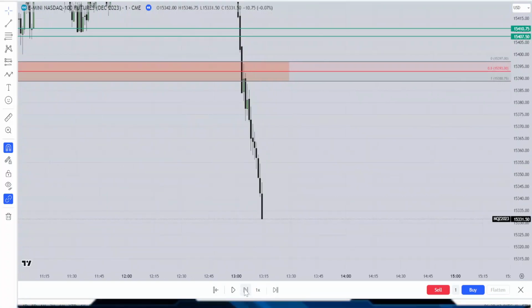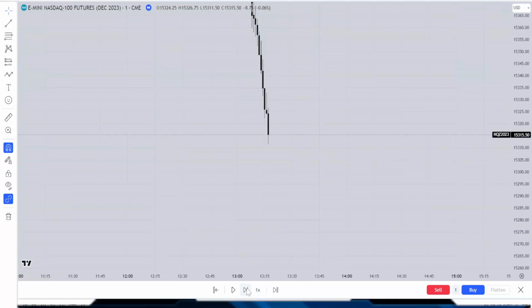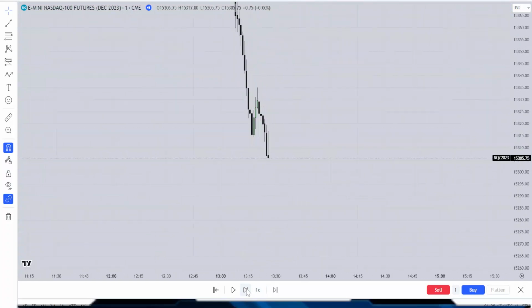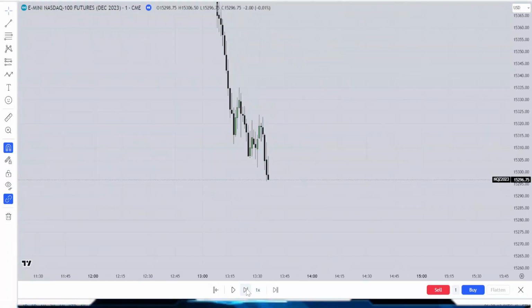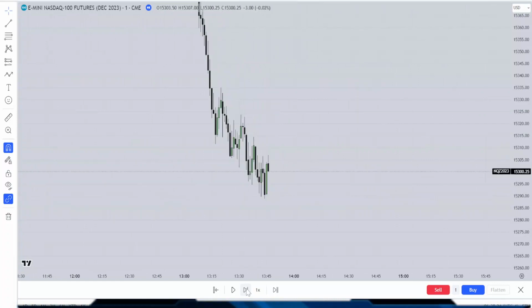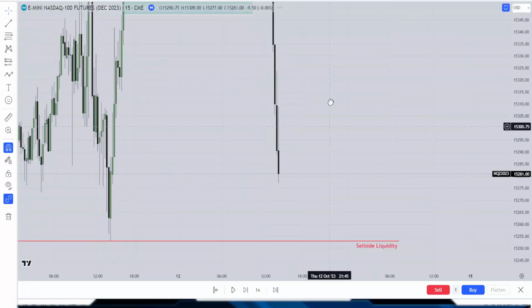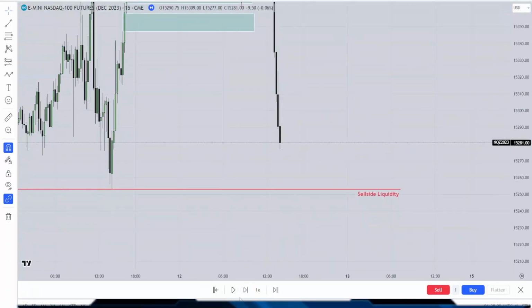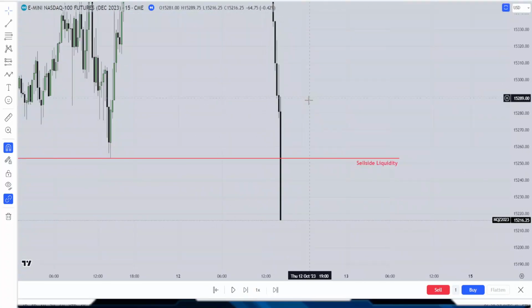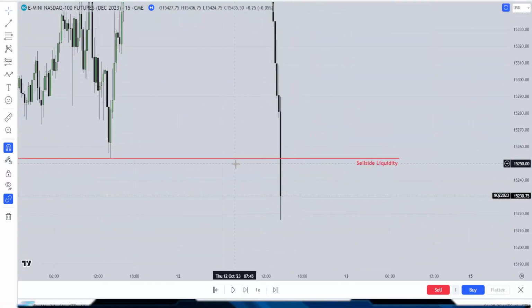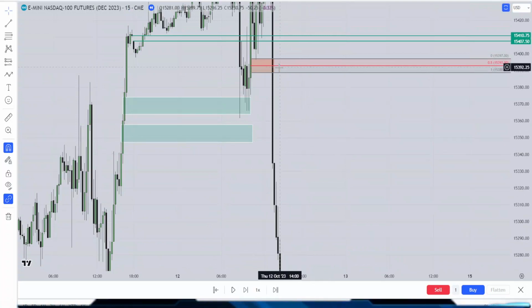So finally price went lower. Just let me see where it has gone. It was over there. Let me go to the 15-minute chart. It will be easier to show you. Okay, so here, price has taken the sell side liquidity. So you didn't get your chance to take your entry over there.